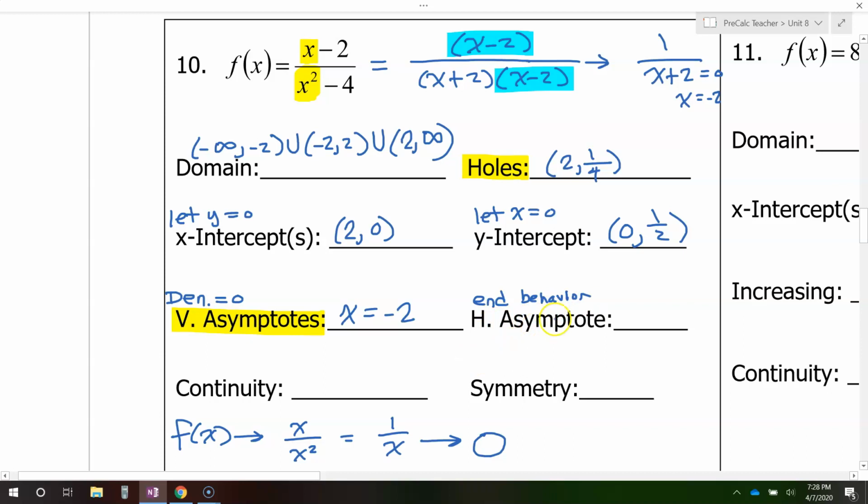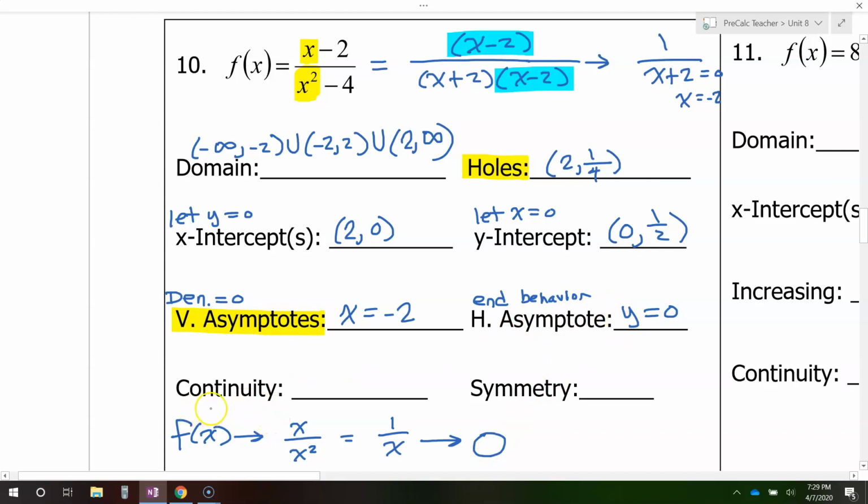All right, if the end behavior is a constant, if you have a number here like 0 or 1 or 5, then that's going to give you your end behavior. So y equals 0. If this is infinity or negative infinity, then that means there is no horizontal asymptote.